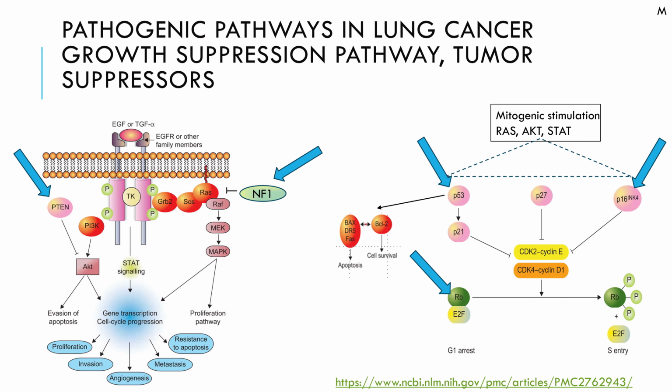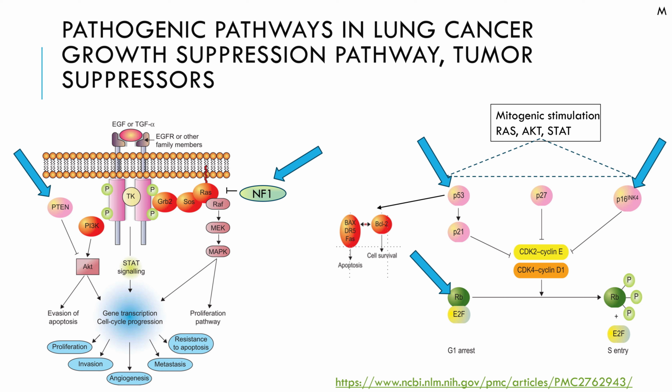So let's also talk a little bit about the pathogenic pathways in lung cancer. We're looking at the growth suppression and the tumor suppressors. So here, for example, we have the role of two tumor suppressors. NF1, which we kind of highlighted briefly in some of our past work in other cancers. As we mentioned, it does play a role in lung cancer. It's not maybe the most common, but it can play a role.